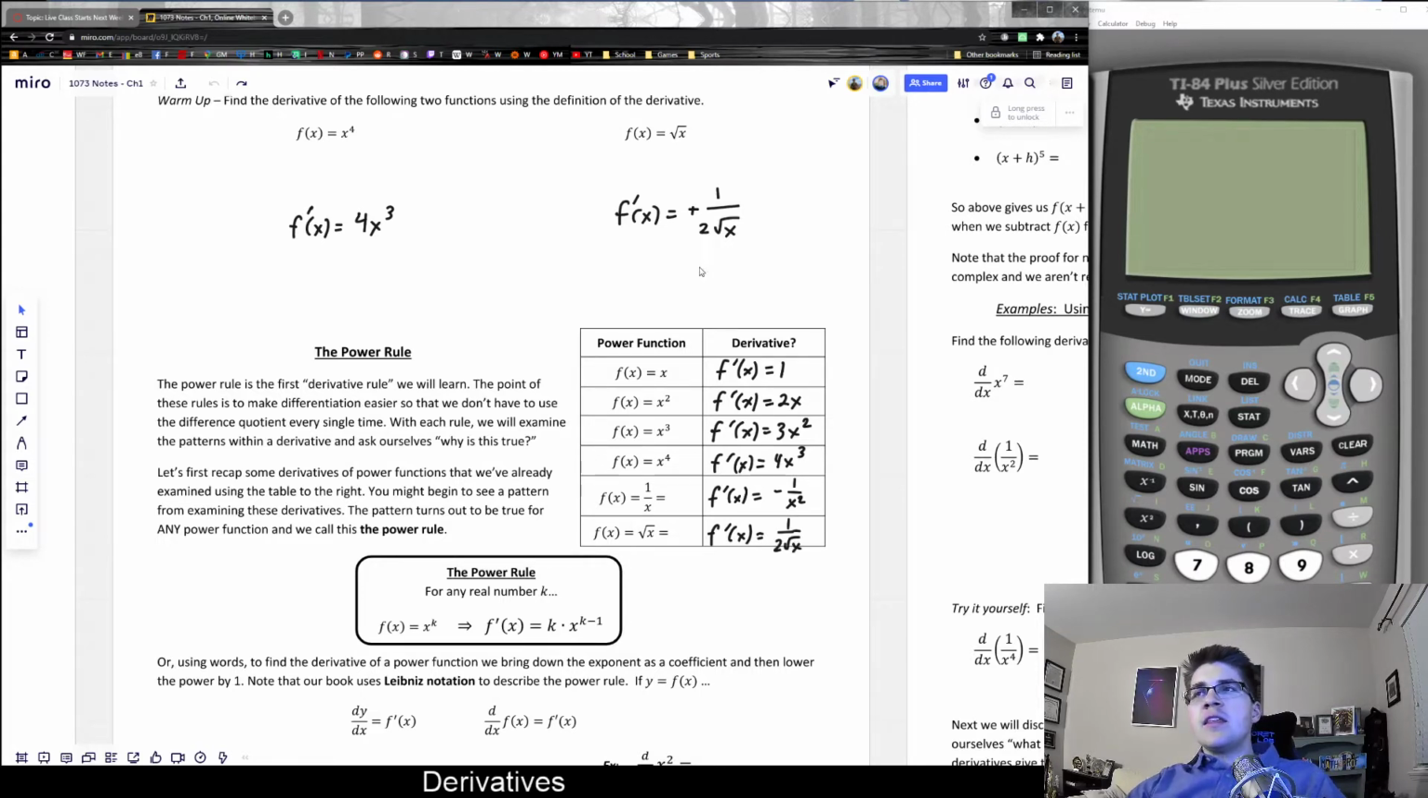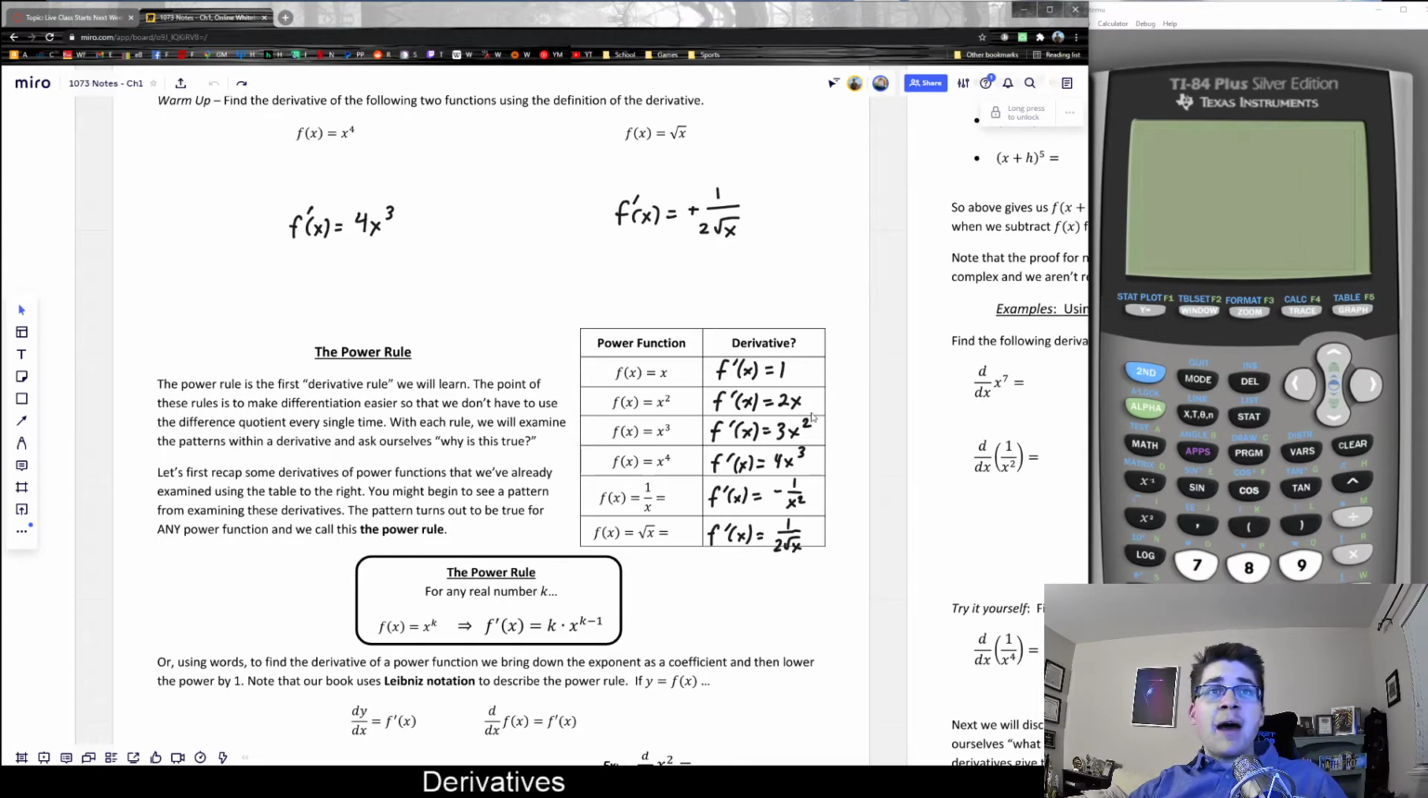Okay, so here's the question. Is there a pattern here? Do we see a pattern behind these derivatives? And actually, what you'll notice if you look at, say, x squared, x cubed, x to the fourth, the derivatives always have one less power than the original function. And also notice that the coefficient out front matches the prior power of the original function. So here I had x squared, here the coefficient is 2. Here I had x cubed, the coefficient was 3. Here at x to the fourth, the coefficient was 4.